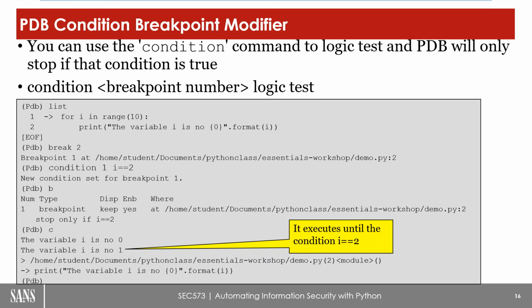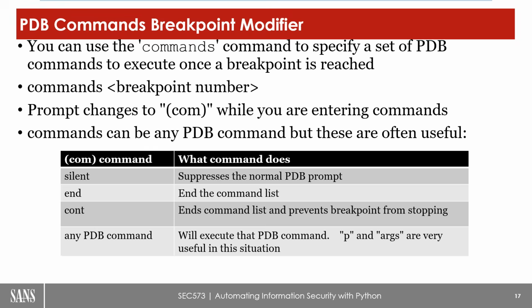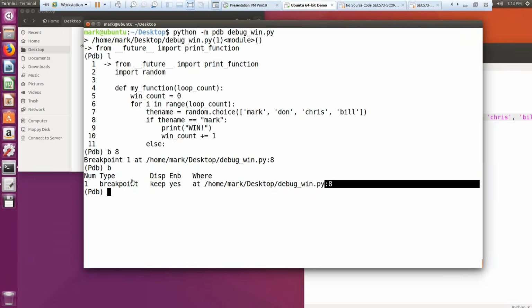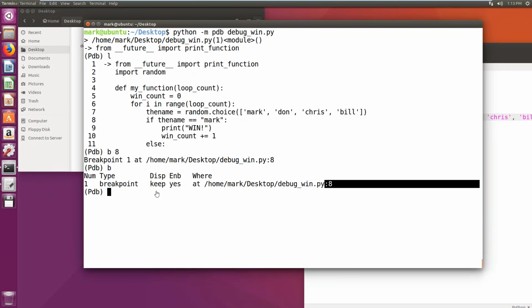Then the last option I wanted to show you that you can set for breakpoints is commands, breakpoint commands. And we'll do this one in the demo. So back over here in my demo, I've got this breakpoint set on line 8. So if I want to associate commands with breakpoint 8, then what I do is I type commands and then my breakpoint number. In this case, I'm setting commands on breakpoint 1. So commands for breakpoint 1. You can see it changes my prompt to COM.